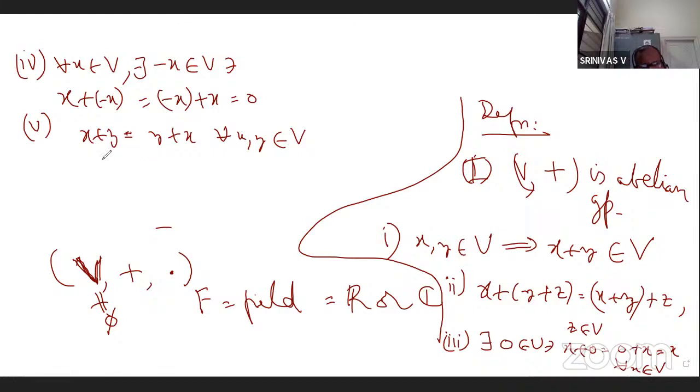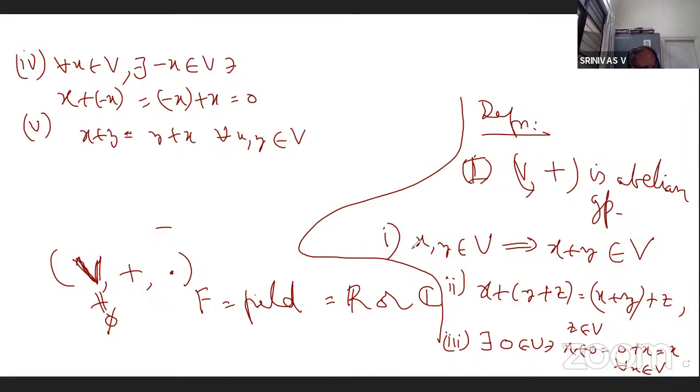Even if it is so, if the ultimate sums are equal, and this is true for each and every pair of x and y coming from V, sometimes x can be equal to y also, whether x and y are equal or not, if x plus y is y plus x, we say V plus has commutativity also.